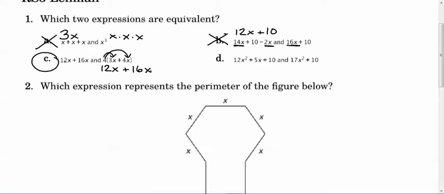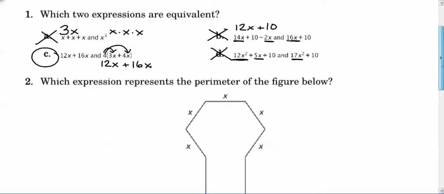On this next one, 12x squared plus 5x plus 10 and 17x squared plus 10. The reason that they did this right here is they tried to catch kids that would combine x squareds and x's. You cannot add or subtract numbers with variables unless the variables match exactly. So in this case, you can't add x squareds with x's. They're not the same thing. So it is not choice D. Again, the correct answer is choice C.